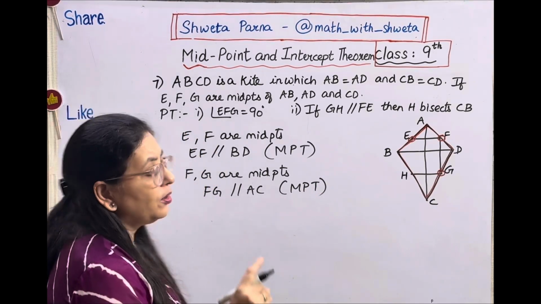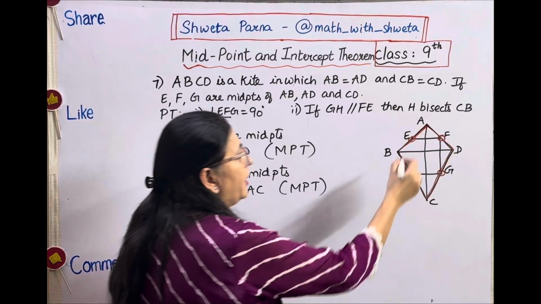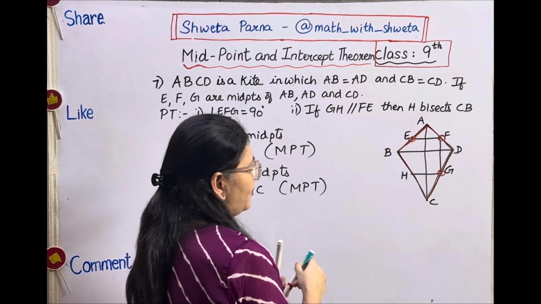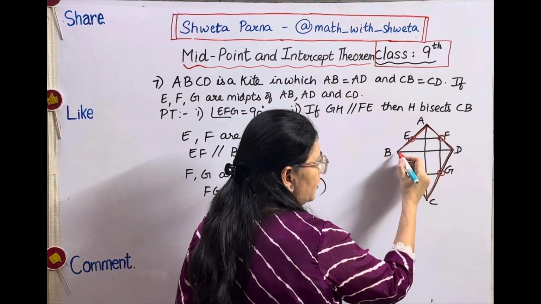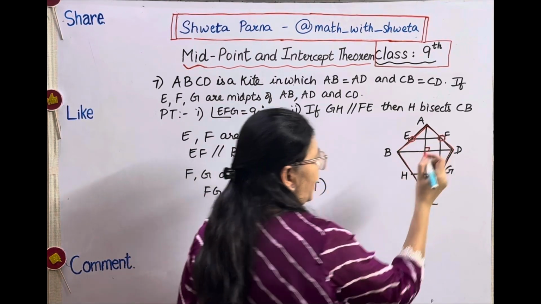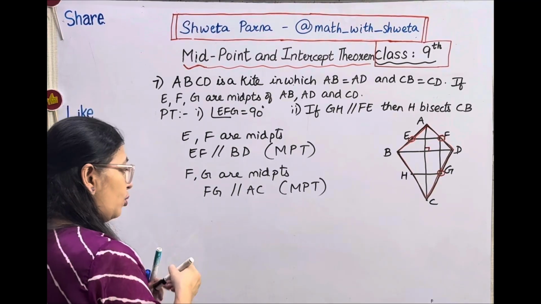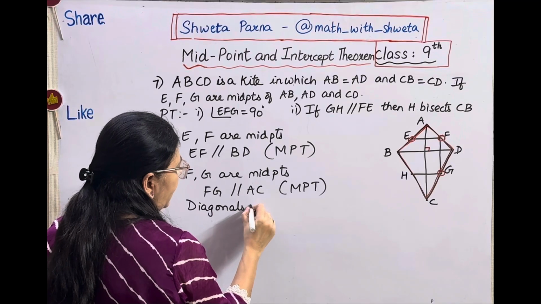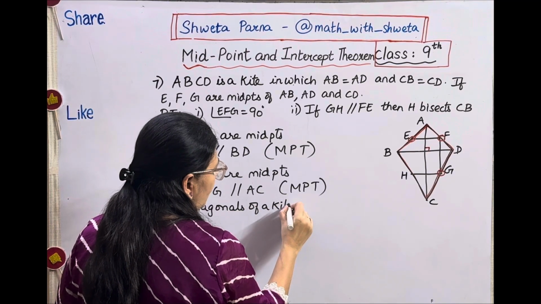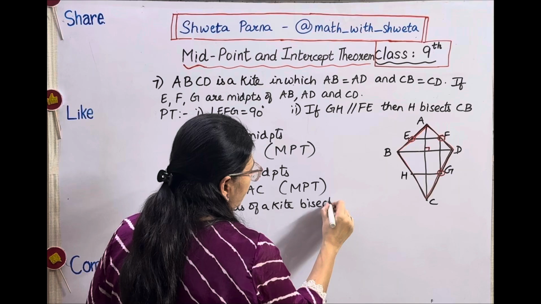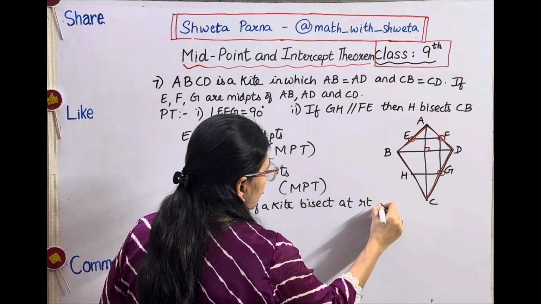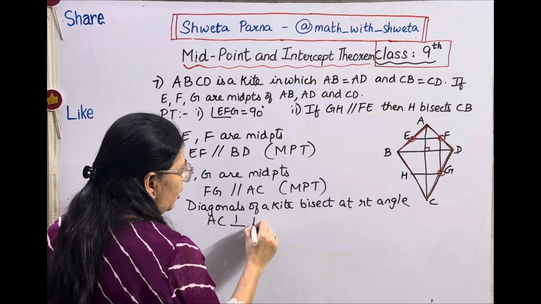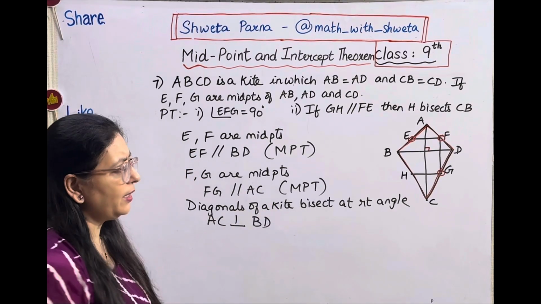Okay. Now, the property of a kite is the diagonals bisect at right angle. So, what does it mean? It means that this is one diagonal, this is another diagonal. So, they bisect at right angles. So, you have to mention that point, diagonals of a kite bisect at right angle. So, what does it mean? It means that AC is perpendicular to BD. It bisects at right angles.